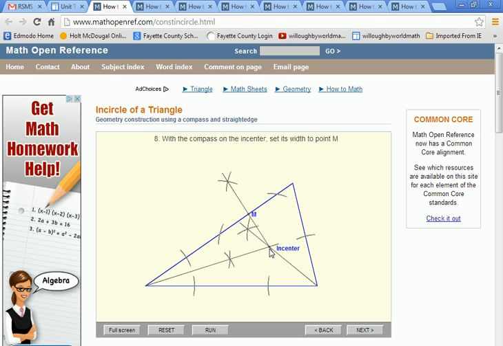Then you put your compass at the center, stretch out to that intersection, circle around. Perfect on the inside.